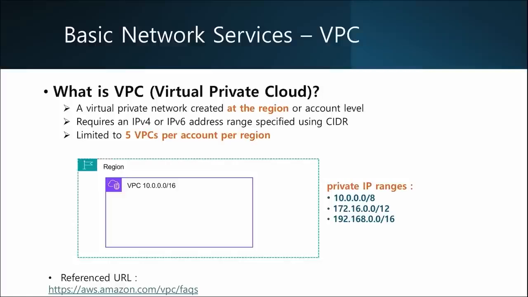Next, let's learn about VPC. VPC is a virtual private cloud, or virtual private network. This is a service that allows you to configure a private network in a cloud environment. To create a VPC, you must specify an IPv4 or IPv6 address range using CIDR. We learned about CIDR earlier. You can create up to 5 VPCs per account and region. For the private IP range of your VPC, you can choose from the listed 3 ranges.